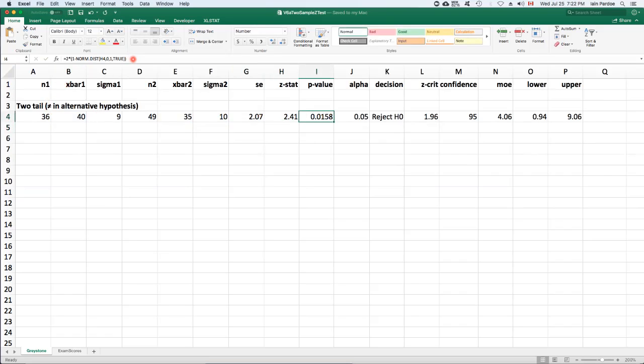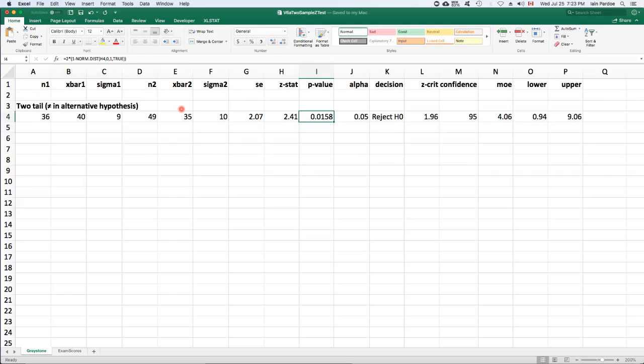Our p-value, so we're doing a two-tailed test. So it's going to be the sum of the tail areas to the right of 2.41 and to the left of -2.41. And because the normal distribution is symmetric about 0, that's the same as 2 times the tail area to the right of 2.41. And that's what this formula is doing. It's multiplying 2 times, and then 1 minus norm.dist of 2.41 is the tail area to the right of 2.41, because norm.dist just by itself is the area to the left. So that's why we've got 1 minus here.